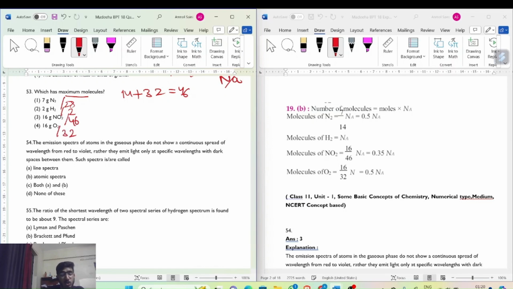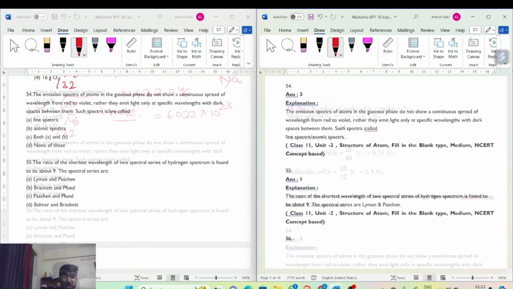Okay. So if we calculate the mole of each, the highest mole will be for hydrogen, which is 1 mole. So the maximum number of molecules will be in option number 2, 2 gram, and the number of molecules will be 6.022 into 10 raised to the power of 23 molecules, which is the Avogadro number of molecules. Okay. Now question number 54.